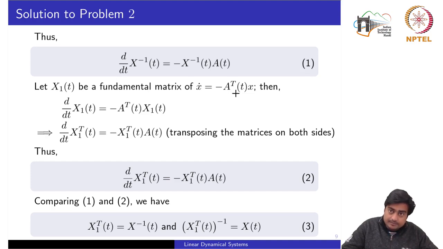Now consider the second system whose fundamental matrix was X1 and the state matrix was minus A transpose. Similarly, what we had seen in the previous slide, X1 again would satisfy this state equation and we would obtain directly this equation as equation number 2. Now if you compare both these equations 1 and 2, you would see that the A matrix is at the same place, and now X1 transpose actually becomes equal to X inverse. Now under this condition both the systems would be the same.